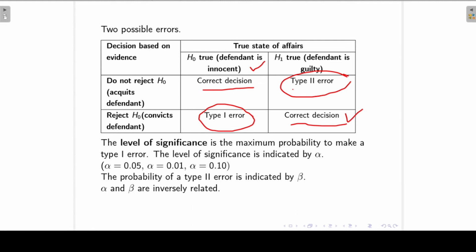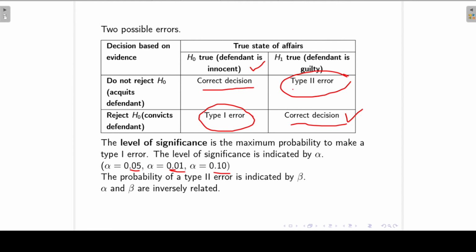Now you will hear the term level of significance very often when you do statistical hypothesis testing. The level of significance is the maximum probability to make a type 1 error. Now, we would like the type 1 error to be as small as possible, and the typical levels of significance are usually 5% or 1% or 10%, depending on the situation. For example, in this case, where we do not want to convict an innocent person, we would like the type 1 error to be as small as possible. Now, on the other side, we also don't want to acquit a guilty person, so we would also like the type 2 error to be as small as possible.